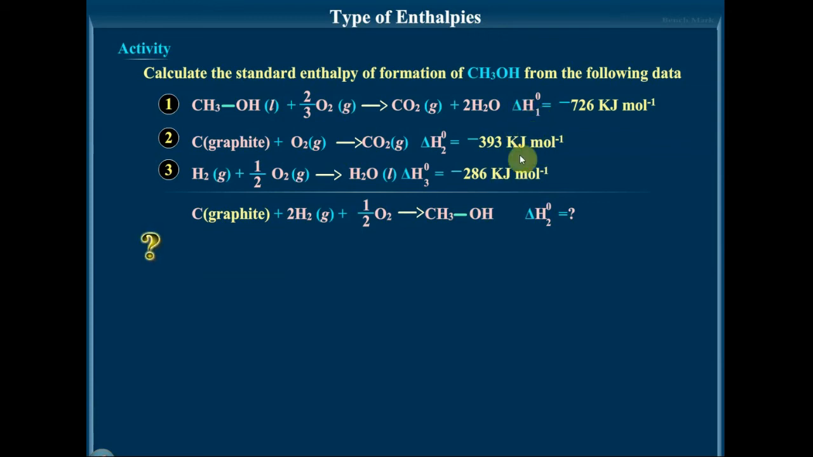Now here there is 1 graphite, and that equation is given in the second equation. In the reactant side there is a graphite, so we have to consider equation 2 first. Next, there is hydrogen and oxygen given in the reactant side, so we have to take the third equation. But whether you need to do 2 plus 3, or 2 minus 3 to get this equation, that you have to think.